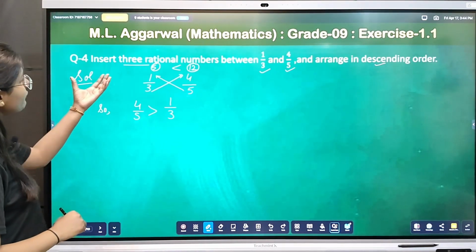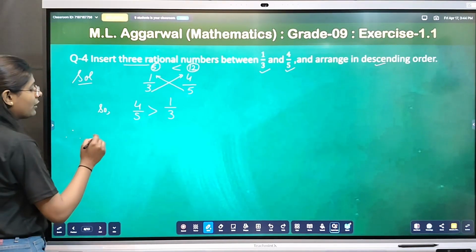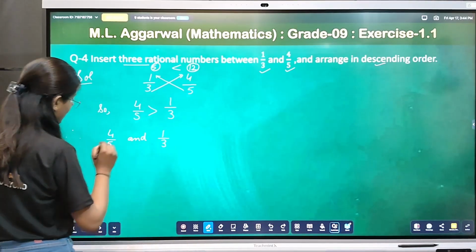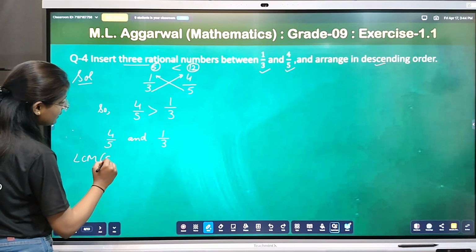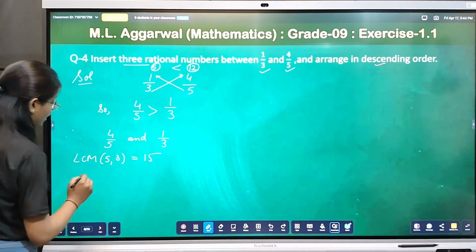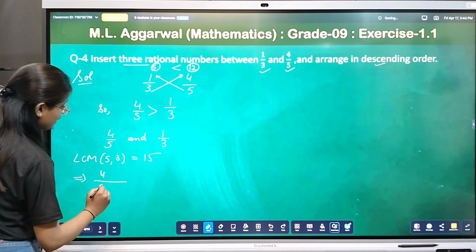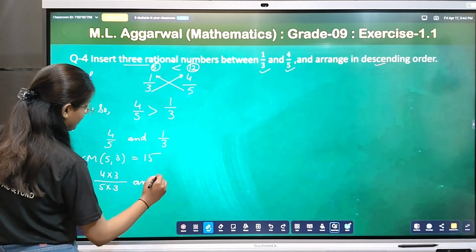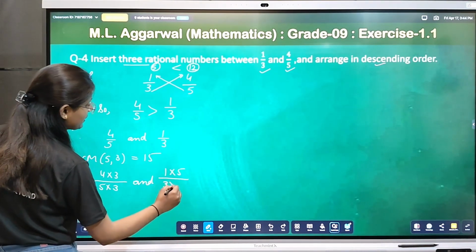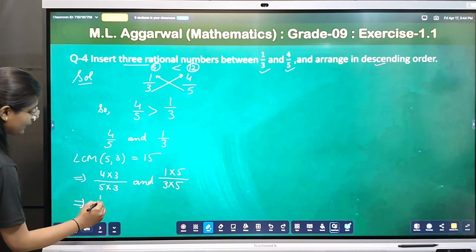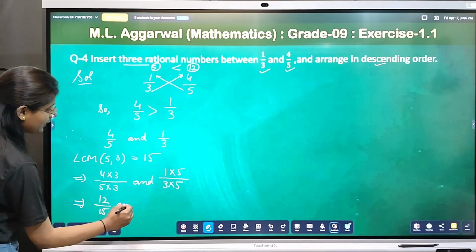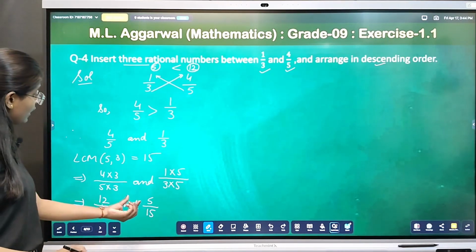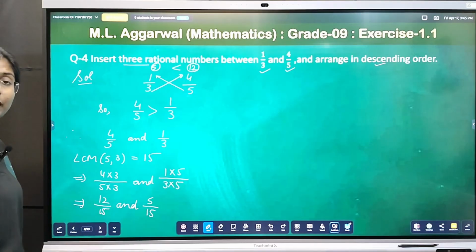Now, how many numbers we need to find? 3 numbers. Therefore, 4 upon 5 and 1 upon 3. Take the LCM of these denominators, that is 15. Now, convert your rational numbers in such a way that their denominator becomes 15, so 1 multiplied by 5 and 3 multiplied by 5. You'll be getting 12 upon 15, and here you'll be getting 5 upon 15. In this case, we know that there are three numbers between 5 upon 15 and 12 upon 15.